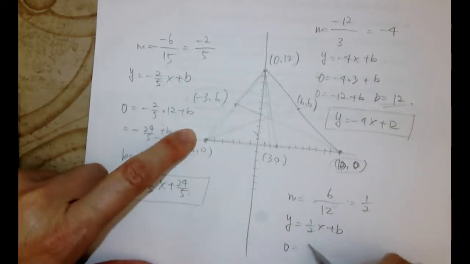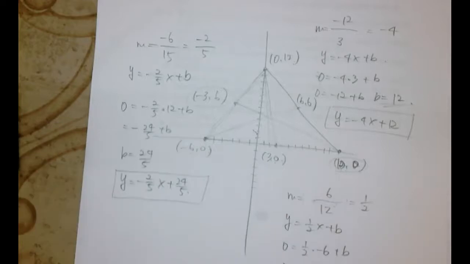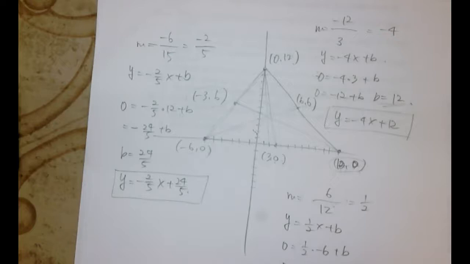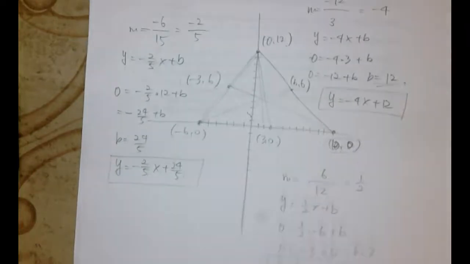So 0 equals 1/2 times minus 6 plus b. So 0 equals minus 3 plus b, so b has to be 3, which kind of makes sense, more or less. So y equals 1/2 x plus 3 is the third equation.